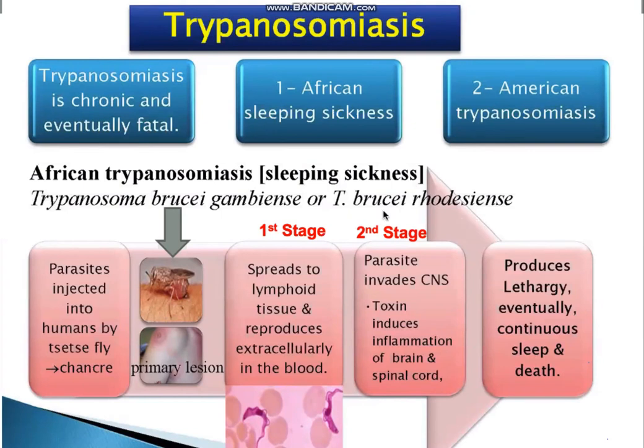Anyway, these two, it depends on which part of Africa. I remember one in the north, one in the south, or west, east. I don't remember which is which. But two species, Trypanosoma brucei gambiense or rhodesiense, those are the African. So how do you get the disease?